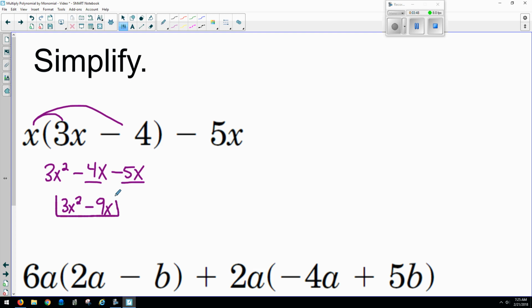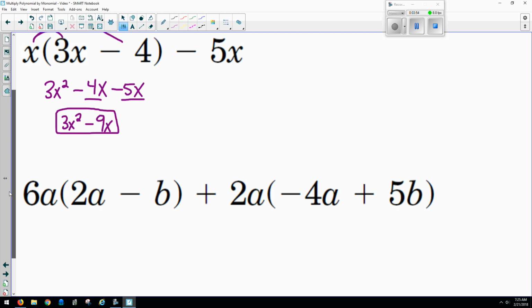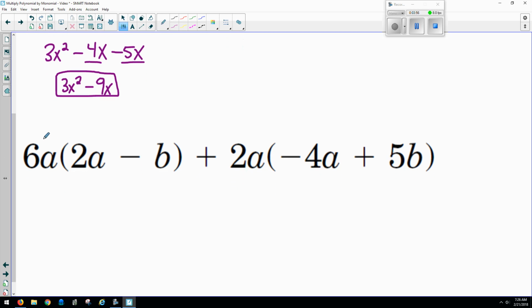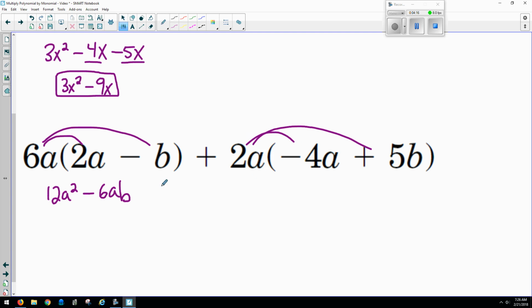So remember, you don't do anything with the exponents when you're adding or subtracting them. Here I'm going to distribute 6a to both terms. So this is going to give me 12a squared minus 6ab. And then I'm going to distribute the 2a to both of these terms. So I have 2a times negative 4a. That's going to give me negative 8a squared. And then 2a times 5b is 10ab.